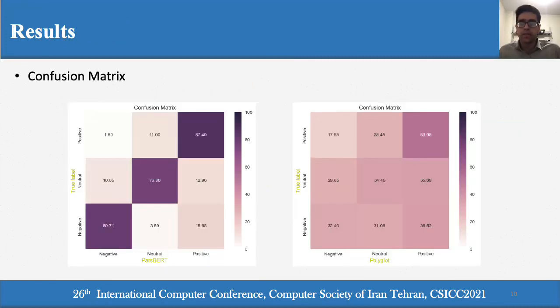In this section, we will discuss our results. For polyglot as a lexicon-based method, about 54% of tweets with positive labels were truly tagged positive, and for the neutral and negative classes, this rate were about 33% and 35% respectively. For ParsBERT as a classifier, about 87% of tweets with positive labels were truly tagged positive, and for the neutral and negative classes, this rate were about 76 and 80% respectively. Interestingly, both models were able to distinguish positive tweets relatively well and struggled to identify neutral tweets.